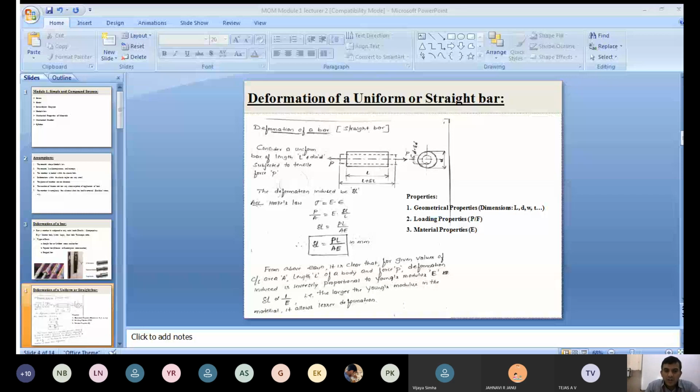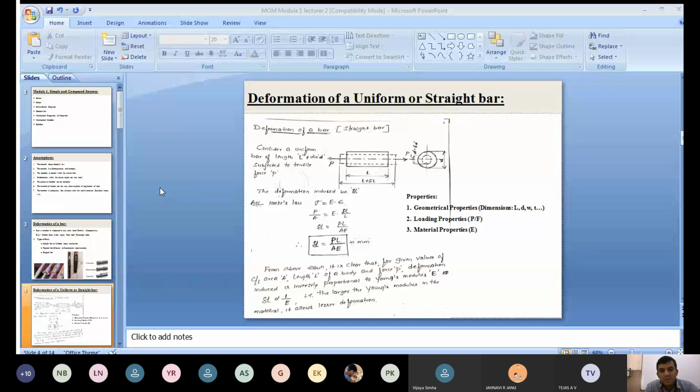Now before going to the derivation, we should first clearly state what this component is. Consider a uniform bar of length L, the notation we use, and diameter D, subjected to a uniaxial tensile load P. Then the deformation induced in the bar is delta L. Then how do we calculate delta L?